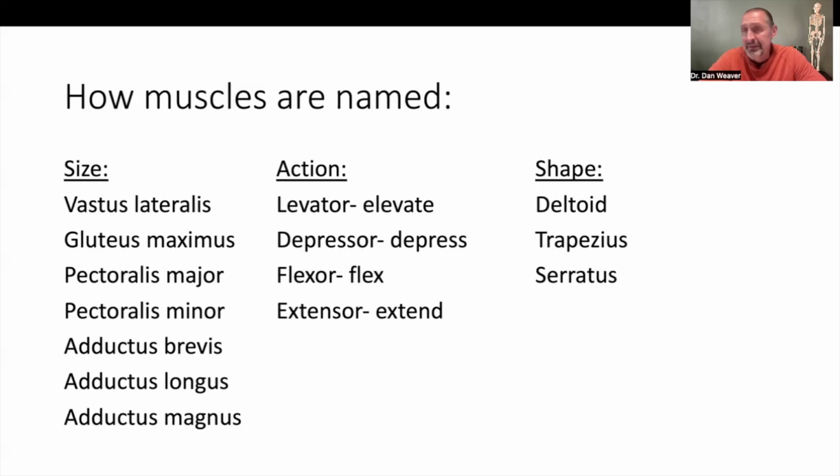And then some muscles are based on their shape, like deltoid has to do with the Greek letter delta that's in a triangle shape. Or trapezius is in a trapezoid shape. Or serratus is in a serrated shape, like a kitchen knife.